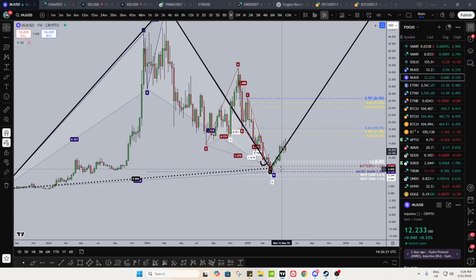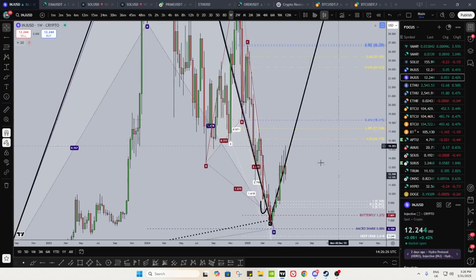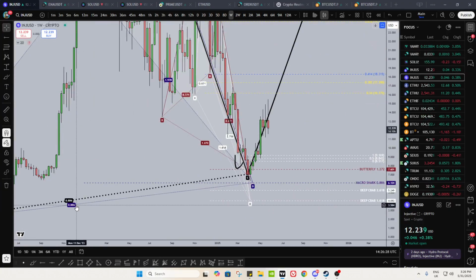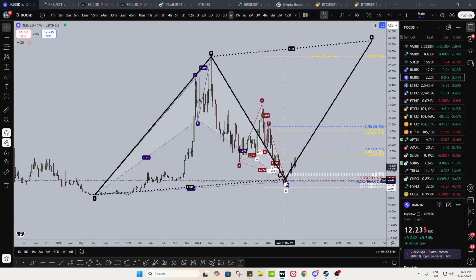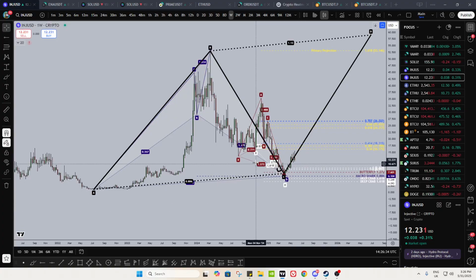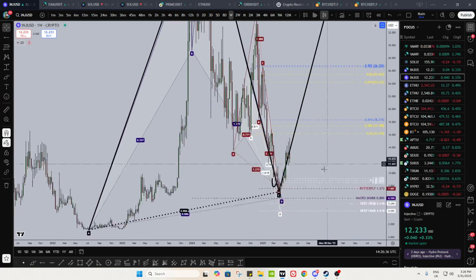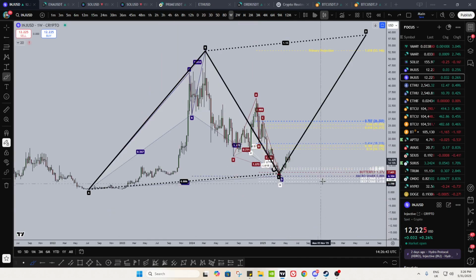But this one, Injective, the initial entry is already in from that low. We were talking about this low before the dump happened. We have a really nice PRZ there, right? We had the 886 of the shark. We had the 886 of the macro retracement from that ABC. We had the 1.272 of the butterfly. Really nice area. We had that flip as well, which you talked about, where you had a smiley face. That cumulative structure is what was taking you higher.